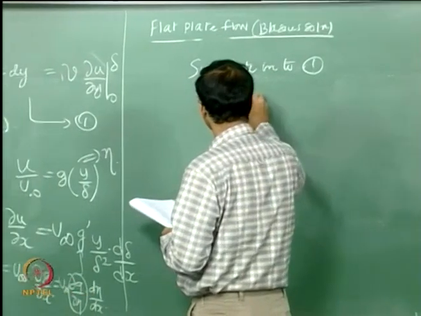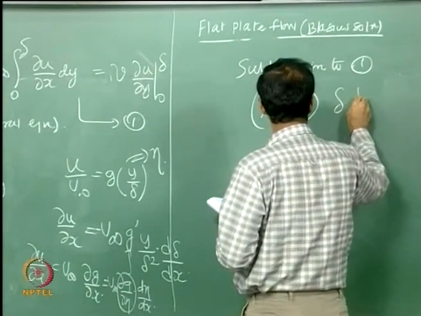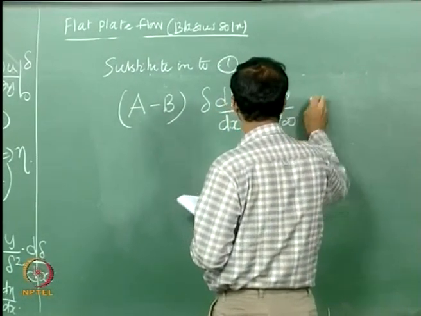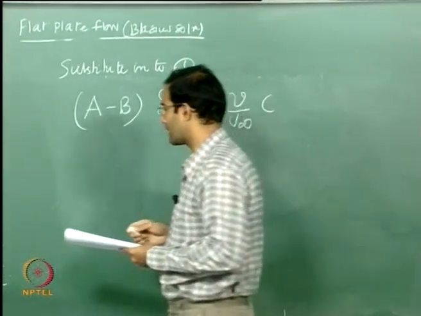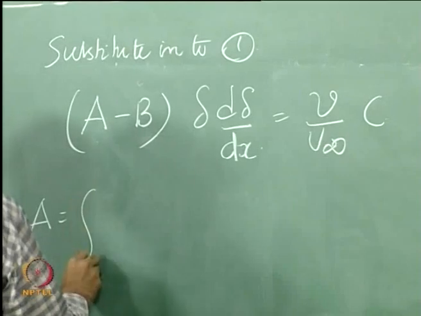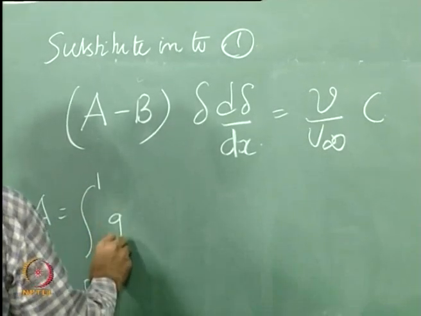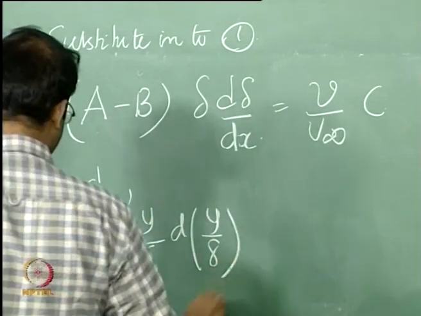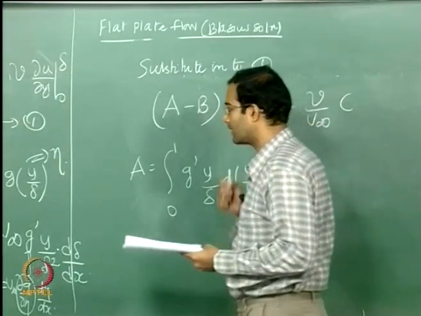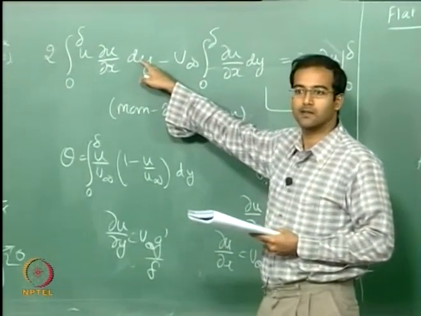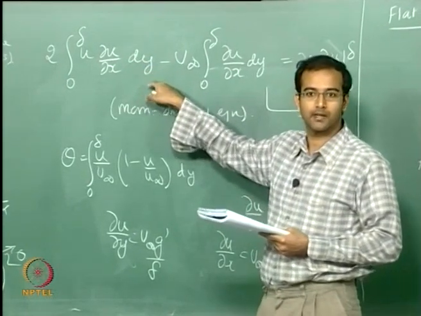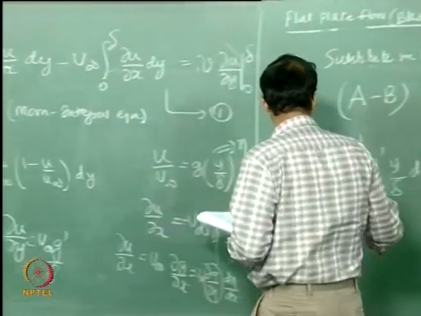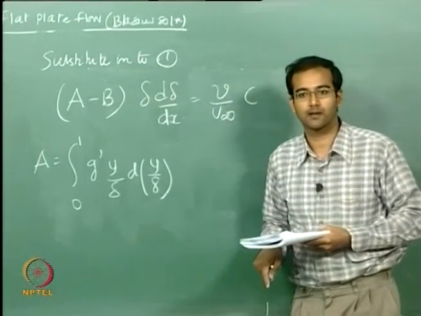You get something like (a minus b) into delta d delta by dx is equal to nu by u infinity times c. Now this a, b and c are constants, where a is equal to the integral from 0 to 1 of g prime of y by delta into d(y by delta). So what I am doing is, wherever I am writing this integral dy, I write it as d(y by delta) into delta. Therefore the integral limits become 0 to 1. You can check that. It's a nice exercise and it doesn't take too much time.